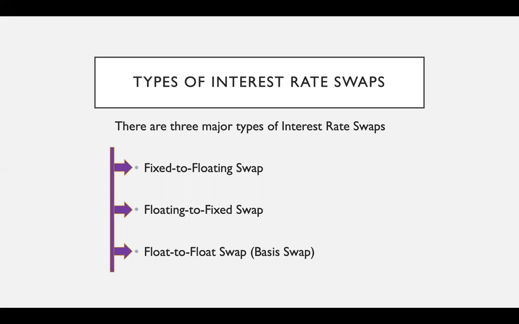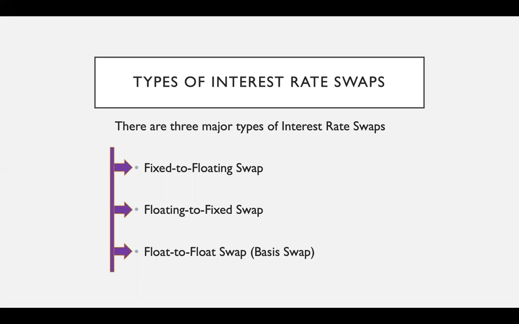There are three major types of interest rate swaps: fixed to floating swap, floating to fixed swap, and float to float swap, which is also called basis swap. Coming to fixed to floating swap, a fixed for floating swap occurs when one party swaps the interest rate cash flow of a fixed loan with those of a floating rate loan held by another party.